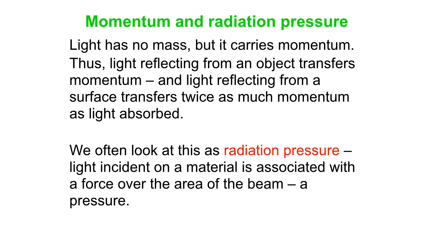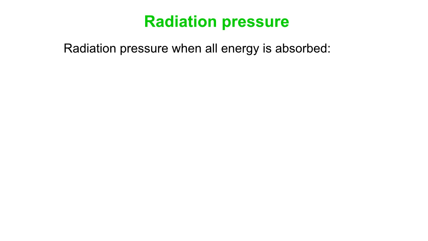So we often talk about this as a radiation pressure. So light incident on the material is associated with a force over the area of the beam that is a pressure. So here's our equation for radiation pressure when all the energy is absorbed. Our pressure, P, is I over c.